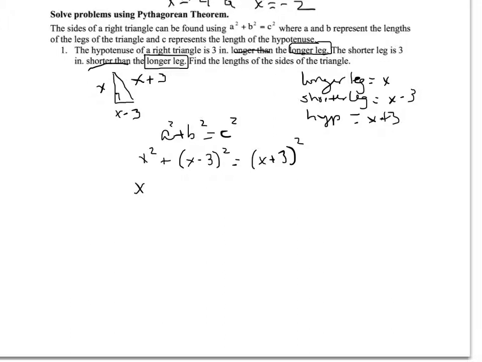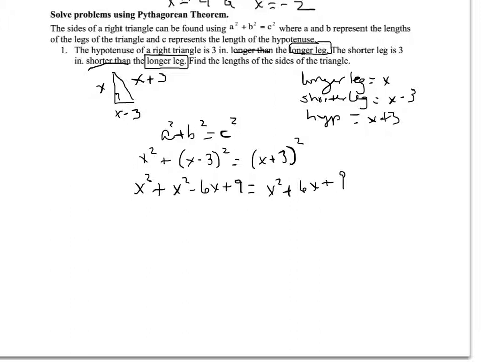And we will end up with x squared plus x squared minus 6x plus 9 on the left side. We will have x squared plus 6x plus 9 on the right side. Again, if you need to review how to use FOIL or use the box, look at the other review lesson. There is an example included there. Once we have multiplied this out and gotten rid of our parentheses, it's time to combine like terms.